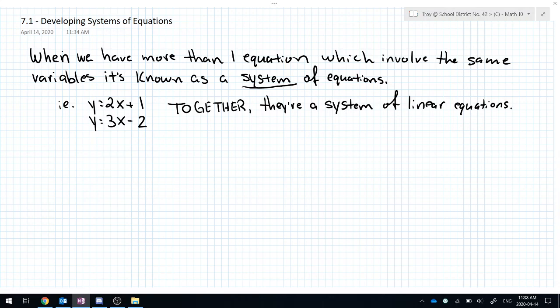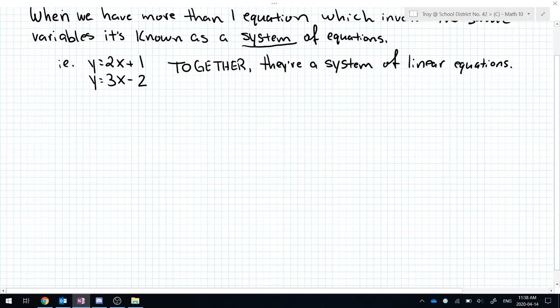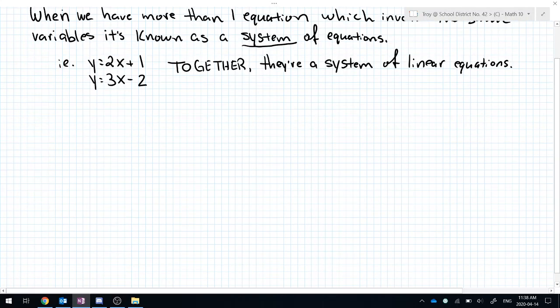So the main idea here this year is we're going to move towards solving these systems of equations. We're not going to do that for the first few sections. We need to be able to do a few other things first before we worry about solving them. But we're going to talk about solving them first.